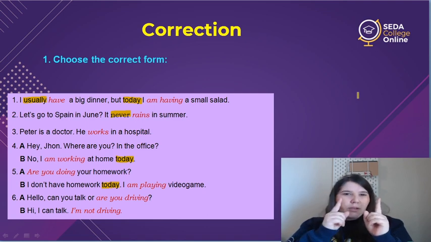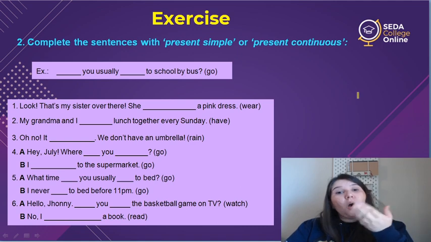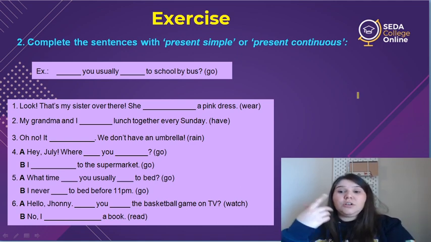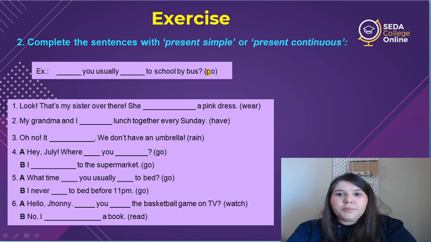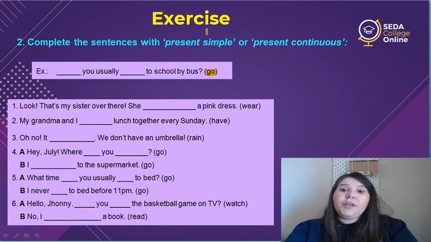Very good, guys. One more exercise. Complete the sentence with present simple or present continuous. So you have here a verb, and you're going to use this verb to complete the sentence with present simple or present continuous. How do we know? We pay attention to the words, okay? So here, we use the verb go, and you usually to school by bus. So if it's usually repeated action, present simple.